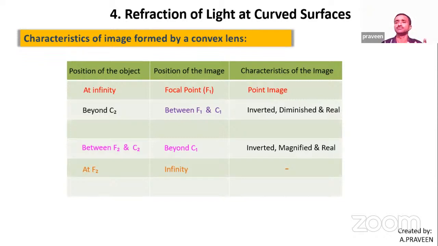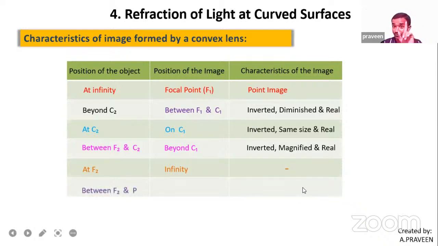Then what are the remaining? At infinity, completed; beyond, completed; exactly at the center of curvature, C2. We observed at C1. Then the characteristics are same size, inverted, real. Then what is remaining? Between P and F2. In only this one case we observed that the image is virtual. In all the remaining cases a real image is obtained, but only in one case a virtual image, that is erect. Virtual erect, only in one case. So these are the logics for the table.